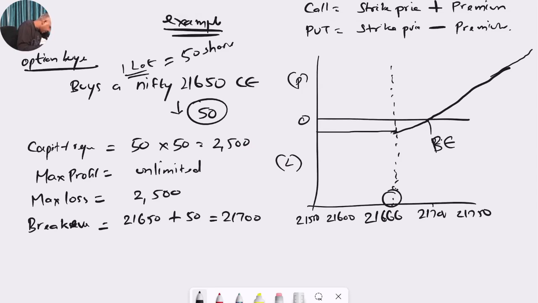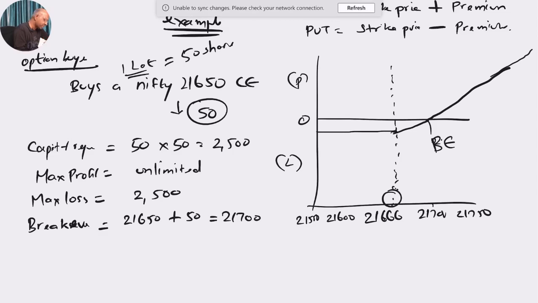He buys a Nifty 21,650 call option. C is call and E is European standard, right? Let's say it is trading at a premium of 50 rupees, for example. Okay, this is the option position. Let's see how the payoff works.